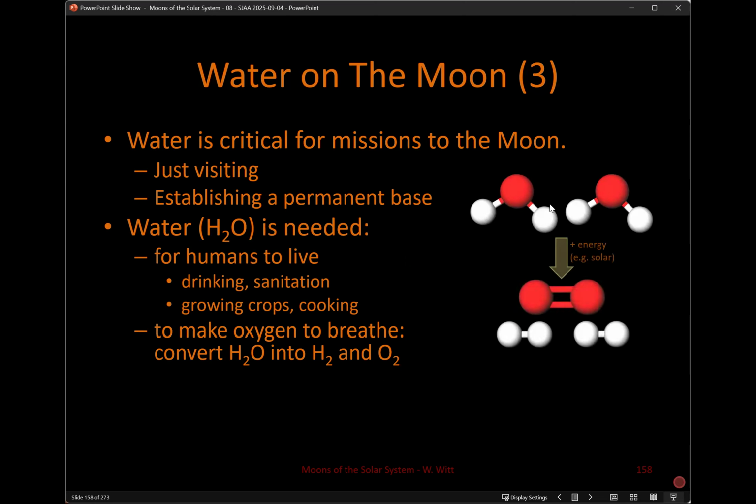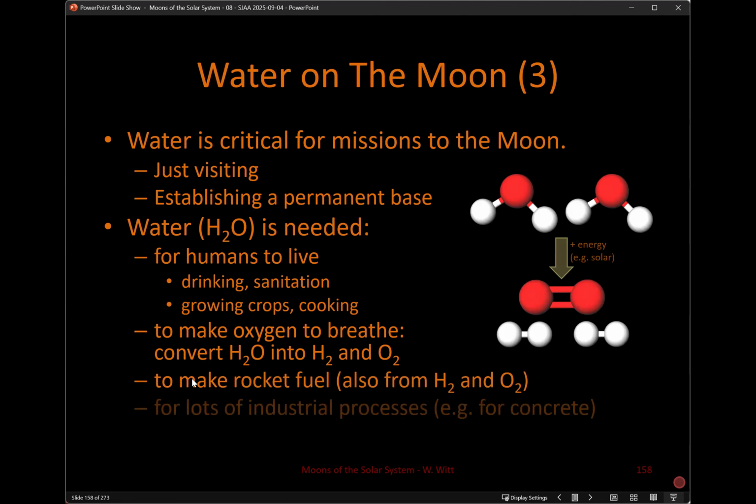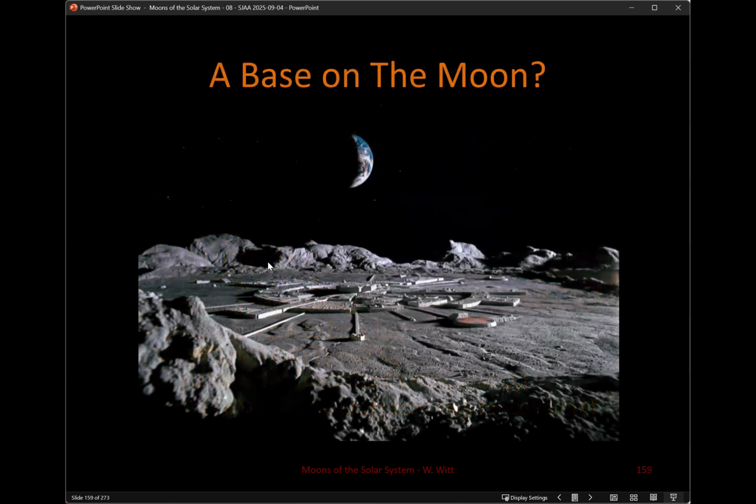We can take the water molecules, add energy like from solar panels, and we can make oxygen and hydrogen out of it. And if we have this stuff, we can also make rocket fuel from it, for example. And these things are super useful for lots of other industrial processes. So water is just a key ingredient that we need to hang out on the moon. And we know that there is water up there for us to get if we work on it.